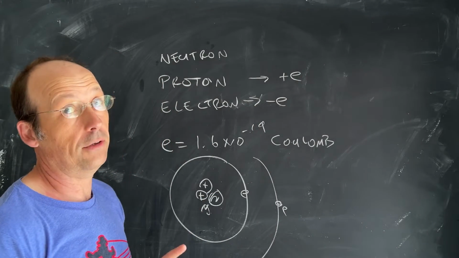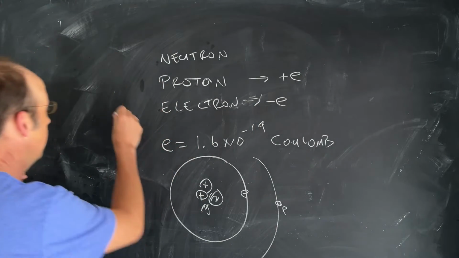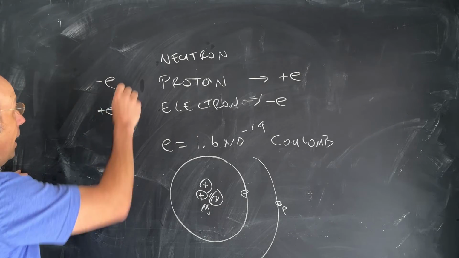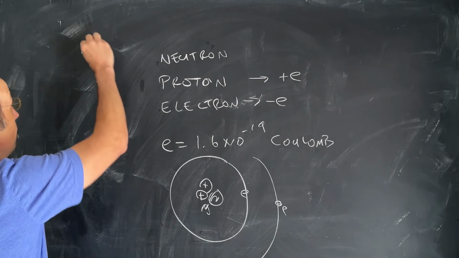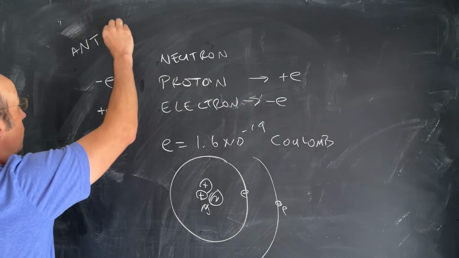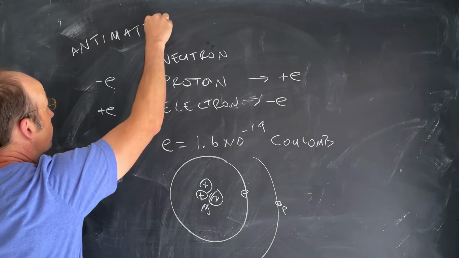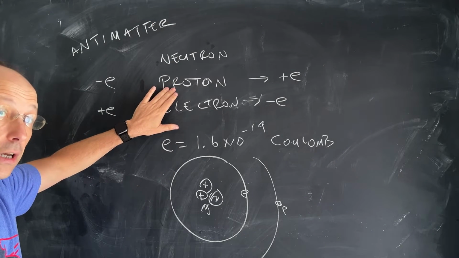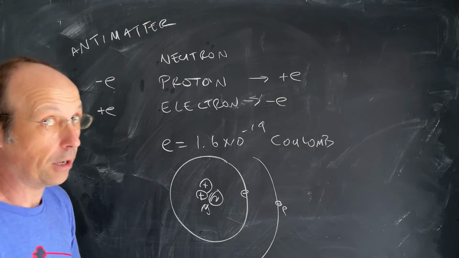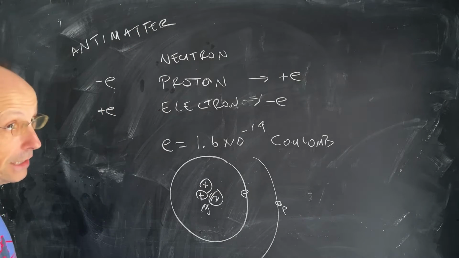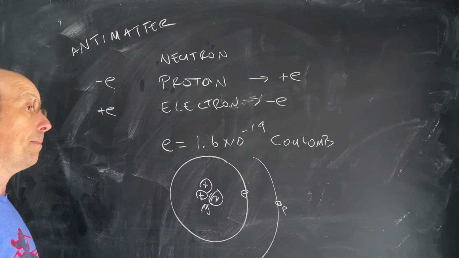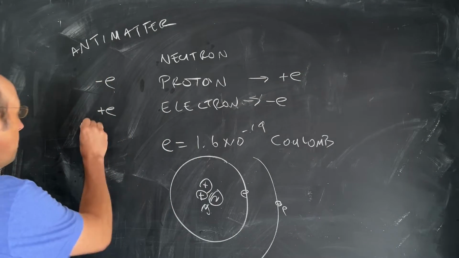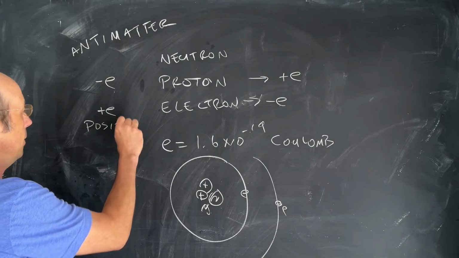I do want to point out that there is a positively charged electron. There is a negatively charged proton. These we call antimatter. The negatively charged proton is called an antimatter proton. The positively charged electron is called an antimatter electron, or a positron, because it sounds cool. So that's a positron. But it does exist.